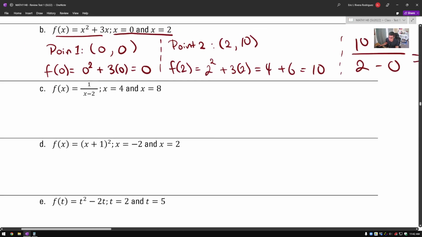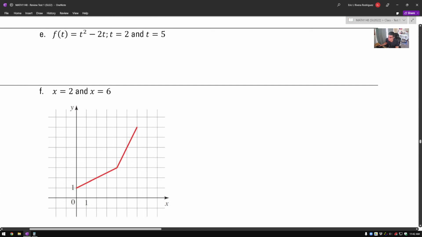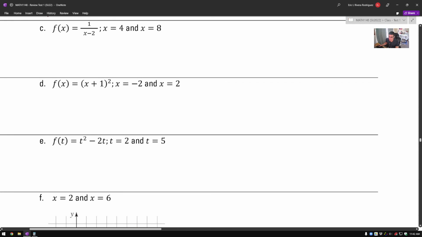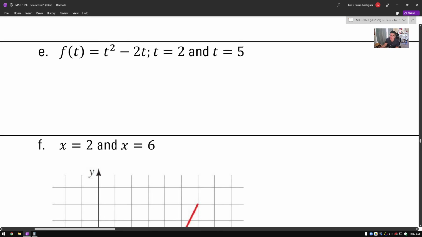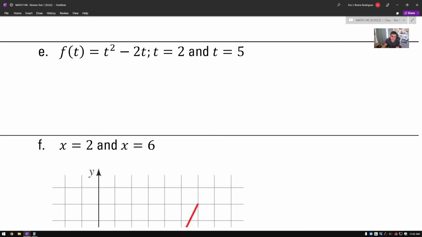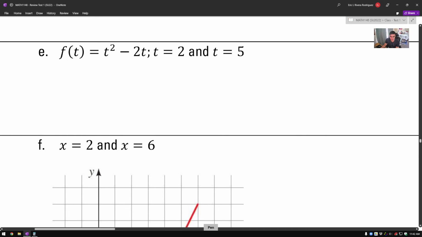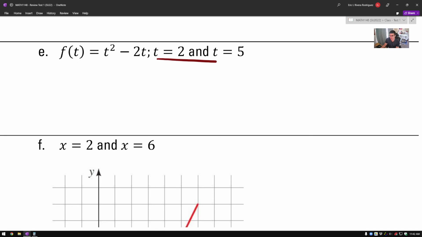Okay, so I'm going to do E and F. E is this, t is just another letter, but it's the same as using x. So don't get confused by the different letter used.